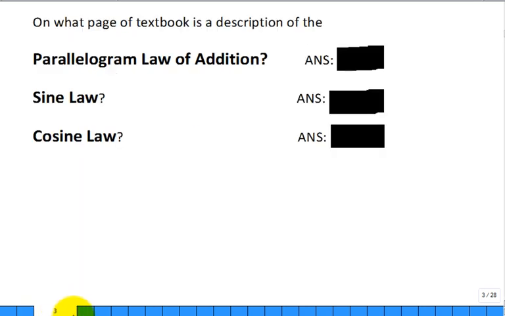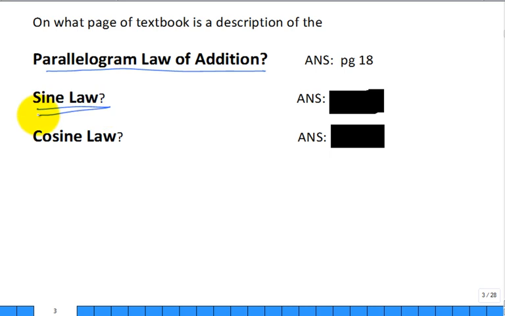All right, on what page of the textbook is this parallelogram law of addition described? I know this is a trivial question, but I really want you to become familiar with your textbook. What page is it described? You know what? That's a little unfair because people don't have their book, do they? But you have your clickers. You know, it's on page 18. It's an early part of chapter 2.